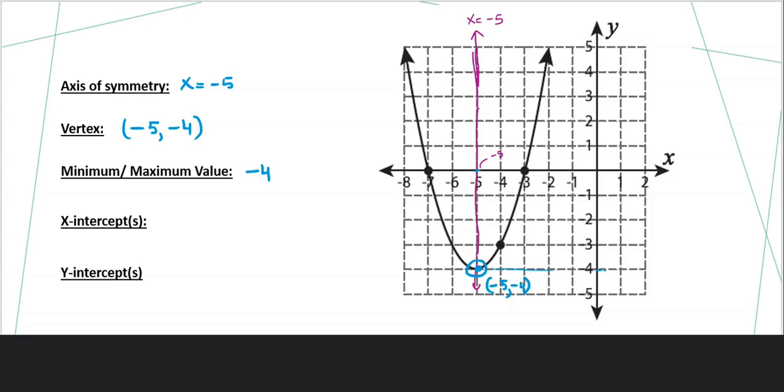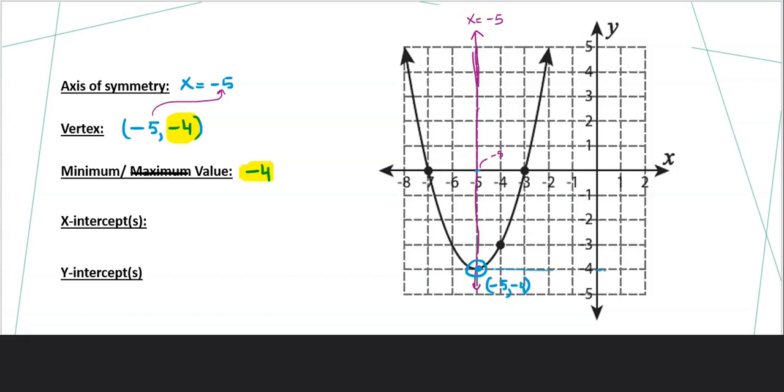Basically, if you know the vertex, the value of y from the vertex is nothing but your maximum or minimum value. In this case, it is a minimum value. Okay, the first coordinate is nothing but the axis of symmetry. Now we talk about the intercepts.